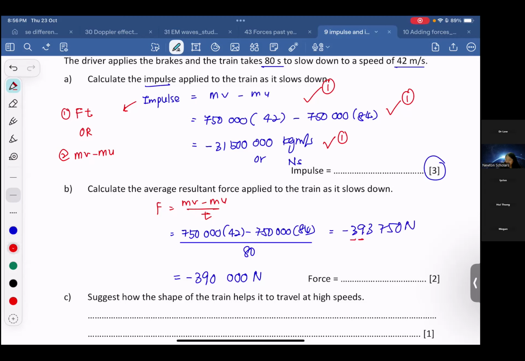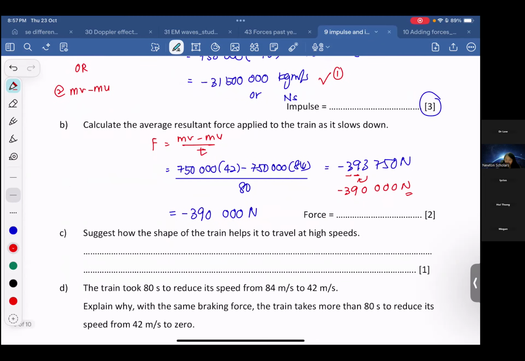1, 2. Then you ask yourself, can 3 be rounded to 1 or not in mathematics? Cannot. So it will become negative 390,000 Newton. Correct. You need times 10 power of 5. Let me check. 1, 2, 3, 4, 5. Yeah, correct. Unit, unit. No unit, no marks.